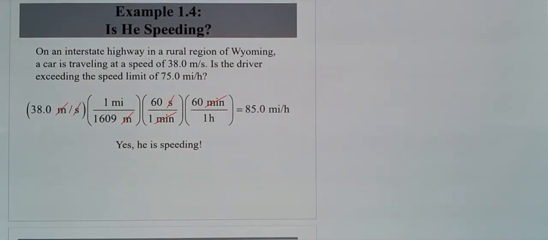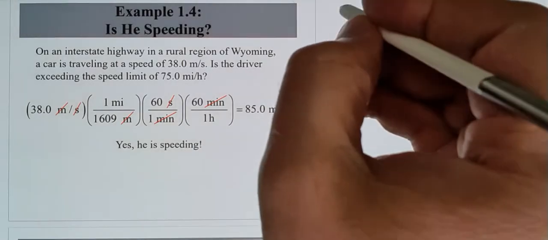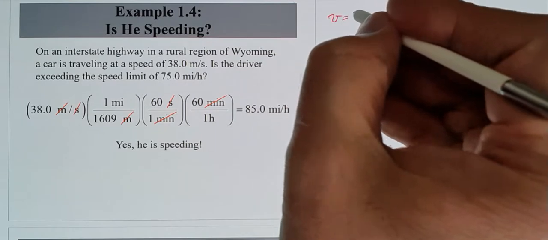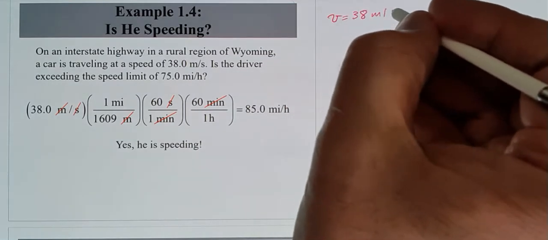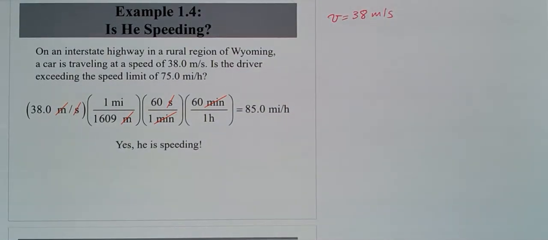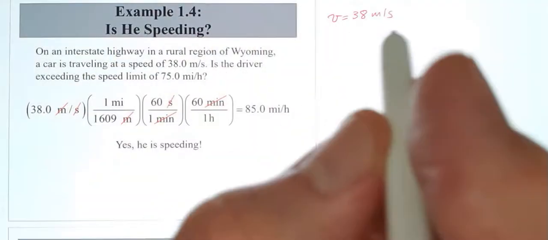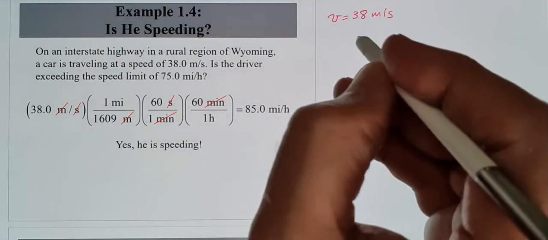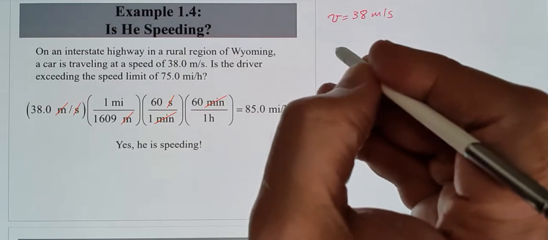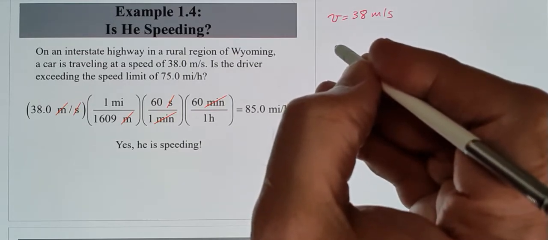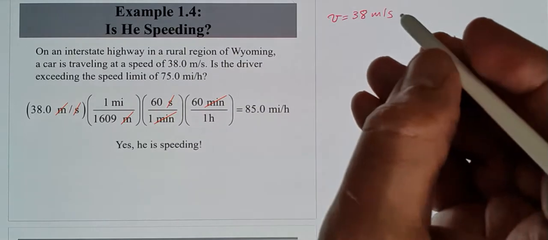On an interstate highway, a car is traveling at a speed of 38 meter per second. So speed is equal to 38 meter per second. Is the driver exceeding the speed limit of 75 mile per hour? We'll do it in 3 steps.